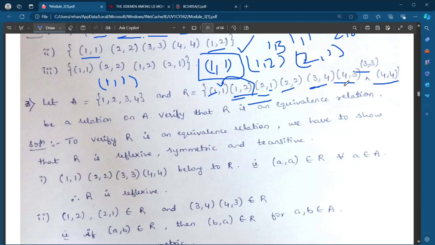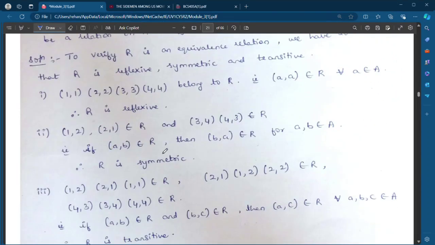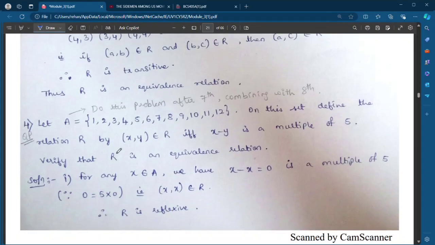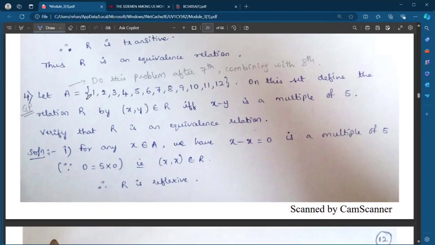Then 3 comma 4 and 4 comma 3, 3 comma 3 should be there. Yeah, it is there. 4 comma 3, 3 comma 3, then 4 comma 3 should be there. Yeah, it is there. 3 comma 3 and 4 comma 4, this thing too I cannot take. 3 comma 3 and 3 comma 4, so 3 comma 4 should be there. Yeah, so it is transitive. So just write all the possible transitive relations, excluding the reflexive terms. We can simply prove that it is transitive.